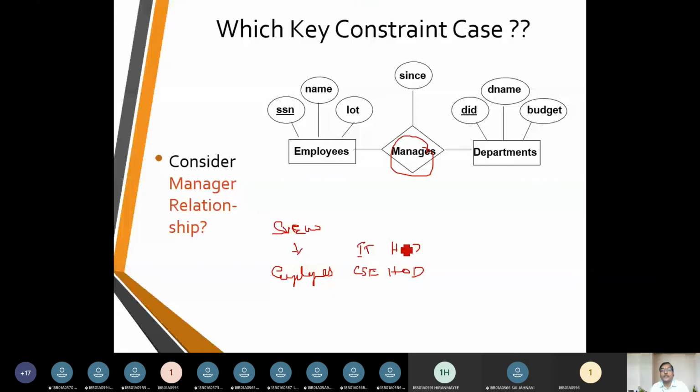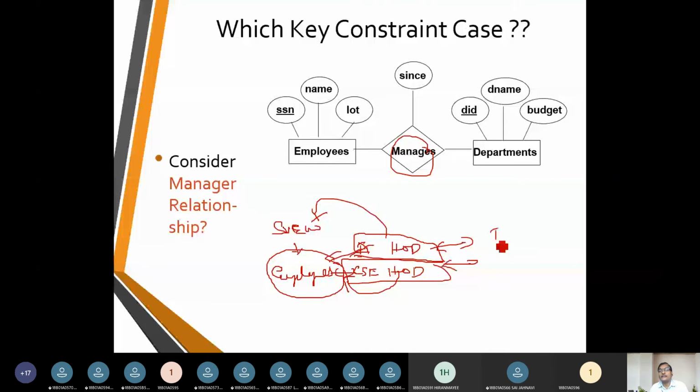So the IT HOD is going to be an employee of SVCW. The CSC HOD is also going to be an employee of SVCW. Now they are going to be part of the employees. Next, they are going to belong to a department called IT, and a department called CSC. So now what you can see, we can justify here.